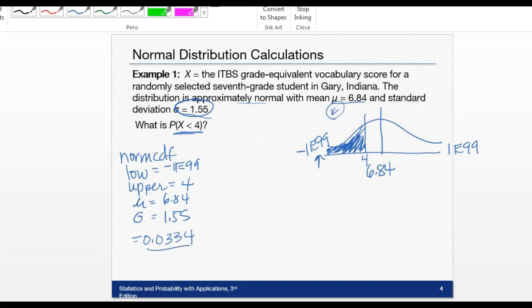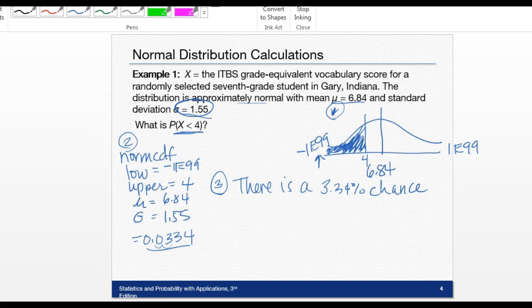Okay, so now that's the drawing part. This was step 1. Step 2 is using my technology. Step 3 is interpreting this in context. So we would say there is, and then we make this a percent, move the decimal, a 3.34% chance.